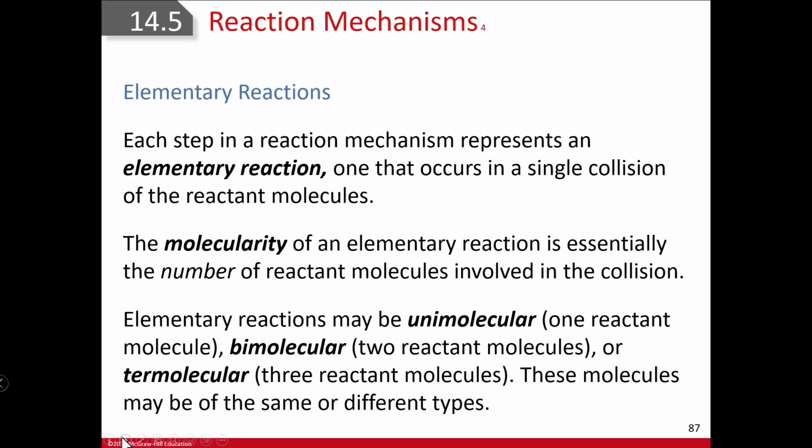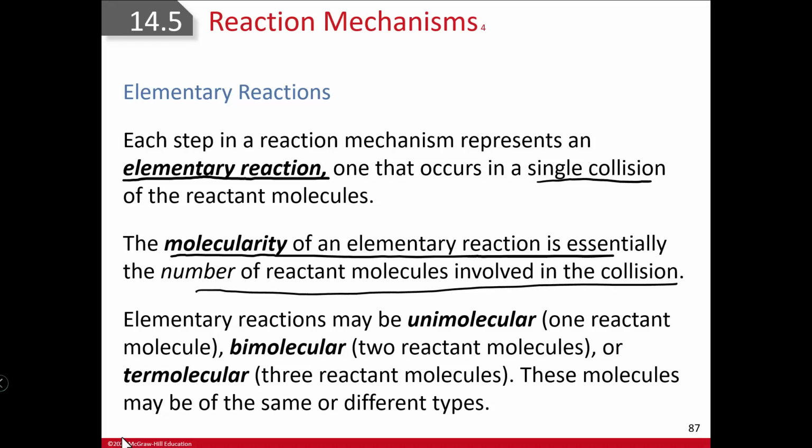So each one of the steps is called an elementary reaction. You've got to speak the language. So an elementary reaction is an individual step, one that occurs in a single collision. All right, so keep that in mind. Molecularity of the elementary reaction is essentially the number of reactant molecules involved in the collision. You go, why do I need to know this? Because the real importance of this is that we're going to start seeing how this is related to the rate law that we've been talking about. So we have unimolecular collisions, bimolecular collisions, and termolecular collisions.